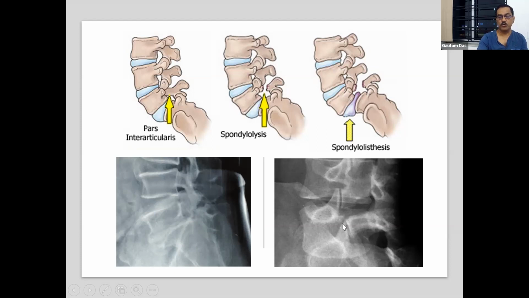But in the oblique view, we can easily identify that this is the Scottish dog, and this is the neck. Compare the neck here and the neck here. It is fractured, and this is called spondylolysis. It is one of the important reasons, and that is responsible for the spondylolisthesis. L5, you can see, has moved anteriorly over this one. So this is your spondylolysis producing spondylolisthesis.